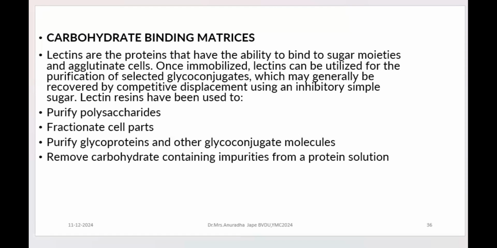So this is something different. Till now we were talking about purification of glycoprotein from other materials. Now in the last point we are talking about removing carbohydrate containing impurities from a protein solution. So the protein that you are interested in must be purified and all unwanted carbohydrate containing impurities are to be removed. So lectins will anchor all these carbohydrate impurities and only pure protein will run down the column.